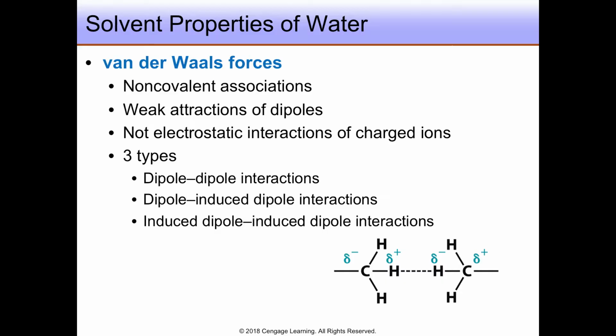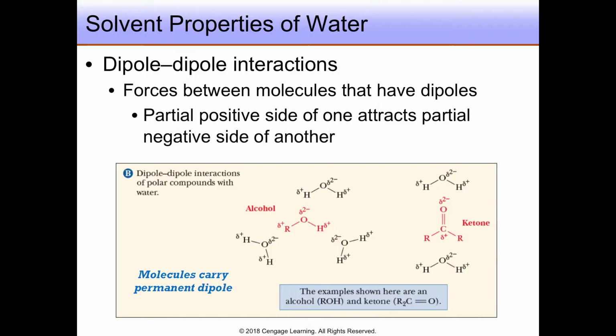These are referred to as van der Waals forces, and there are three distinct types listed here, which we will look at in turn. As the name implies, dipole-dipole interactions result from attractive interactions between molecules that carry permanent dipoles. The partial positive dipole on one molecule attracts the partial negative dipole on another. Note the examples illustrated here of water interacting with an alcohol molecule on the left and water interacting with a ketone group on the right.